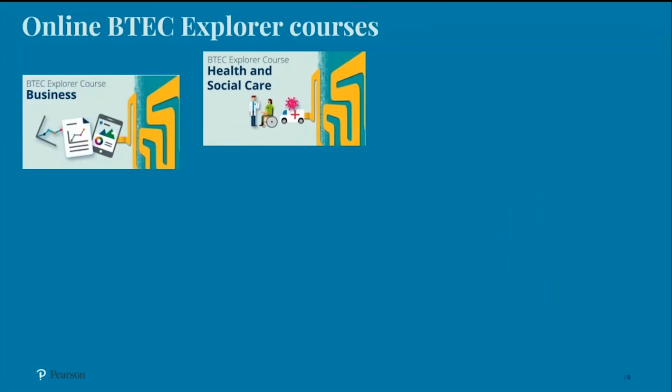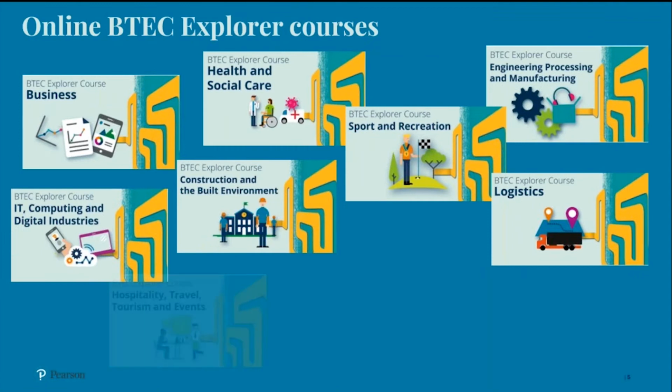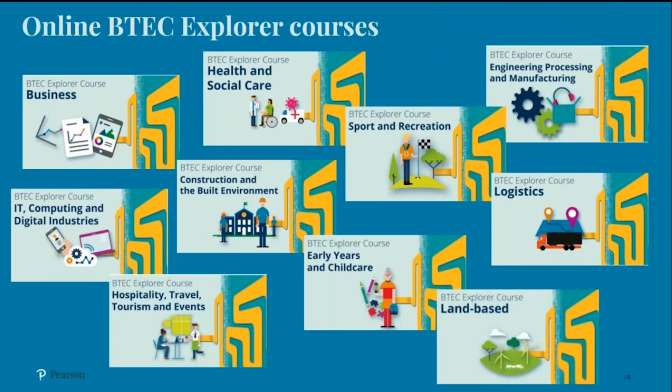So what do they look like? We have 10 different sectors, so 10 different courses. And as you can see, these are all around the usual suspects that you would expect. So we have them in the likes from business to sport, and hospitality all the way over to logistics. So plenty there for learners to choose from.